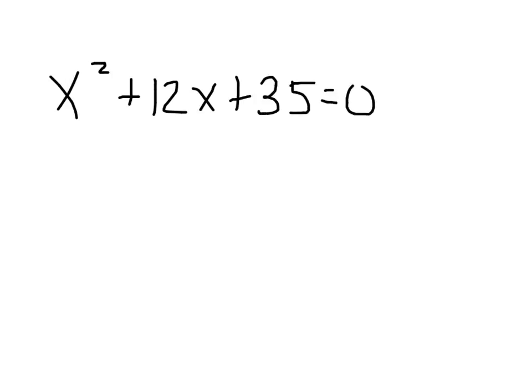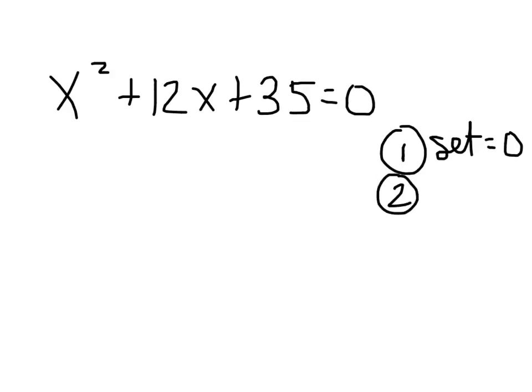So here's what you're going to have to do for problems like this. It's going to say x squared plus 12x plus 35 equals 0. When you want to solve by factoring, the first thing you need to do is set the equation equal to 0. If it is already equal to 0, you can bypass step 1. But if it's not, you need to make it equal to 0. Is this one equal to 0? Yes. Step 2, factor.